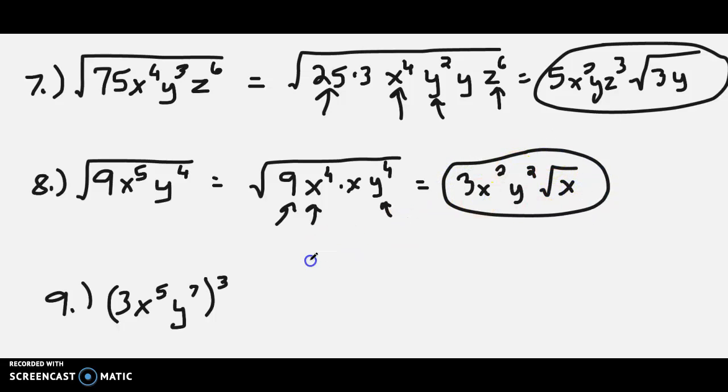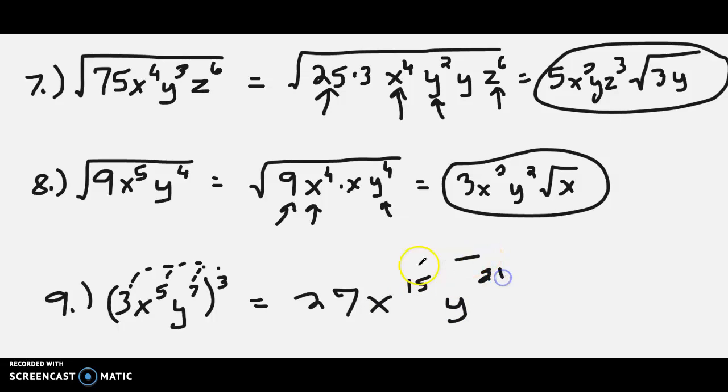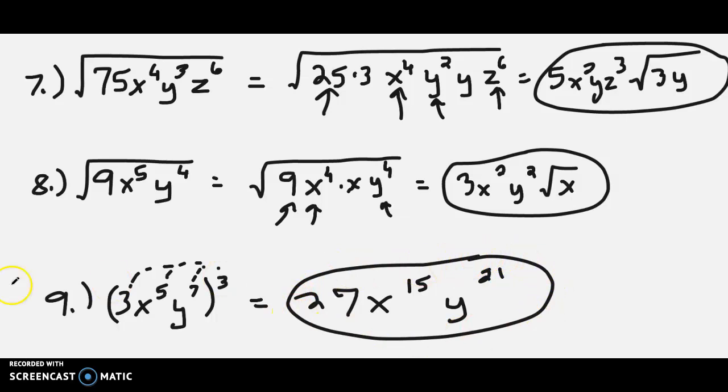Good. All right, we're back to exponential terms. Basically everything inside the parentheses will get raised to the third power. 3 to the third is 27. And then the exponents get multiplied. We have x to the 15th and y to the 21st. And that's the simplified exponential term there. Let's look at some more.